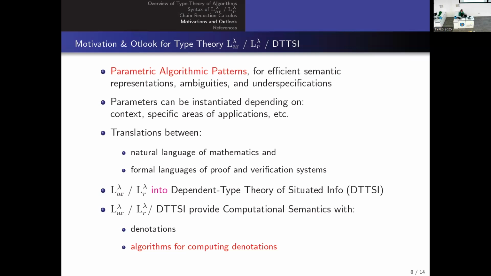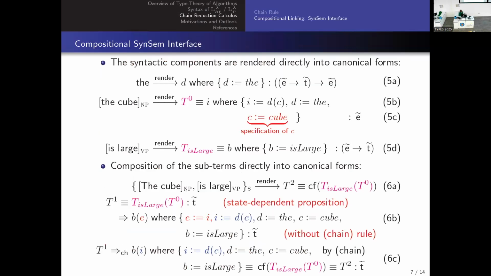Here is the example. Again, it's a small sentence in natural language mathematics, and the sentence is: the cube is large. This is a very common pattern. You expand the noun phrase, the cube, with all sorts of things, and "is large" you can replace with a very complex verbal phrase, and the pattern is still the same.